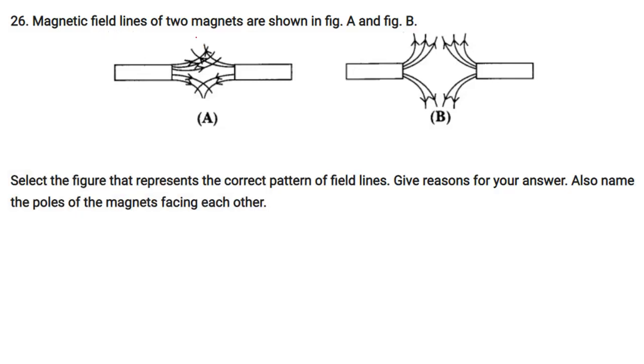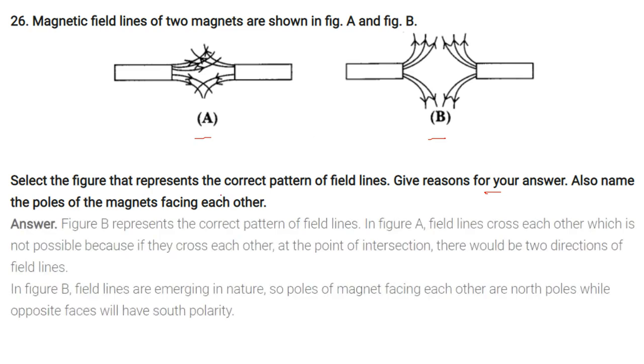Magnetic field lines of two magnets are shown like this, A and B. Select the figure that represents the correct pattern of field lines. You have to give a reason for your answer. Also name the poles of the magnets facing each other. See, figure B suggests the correct pattern of the field lines.